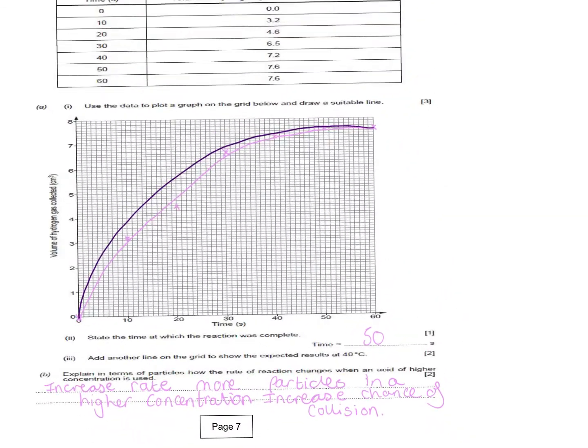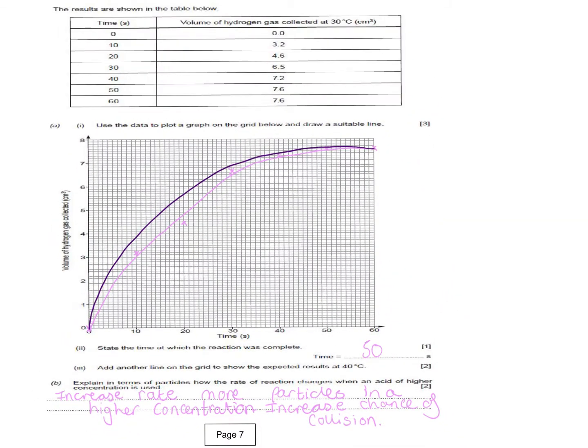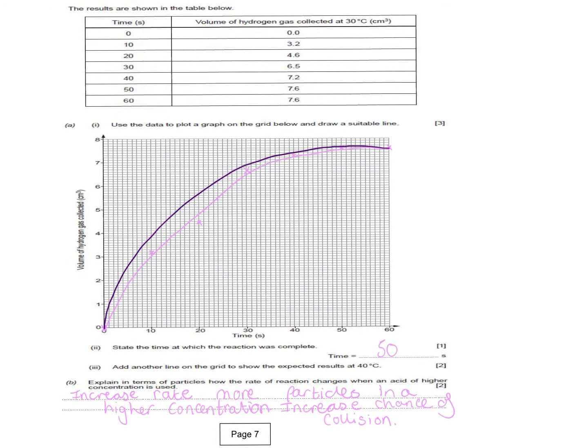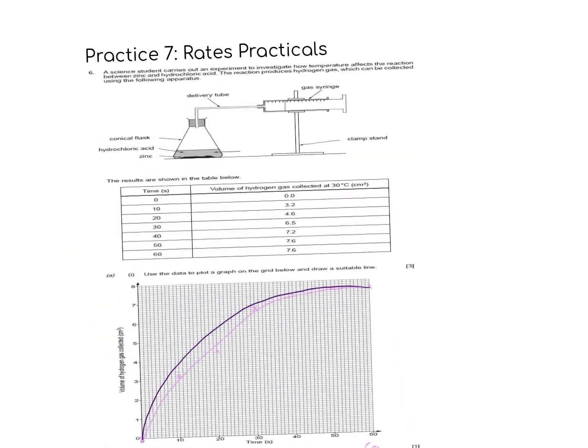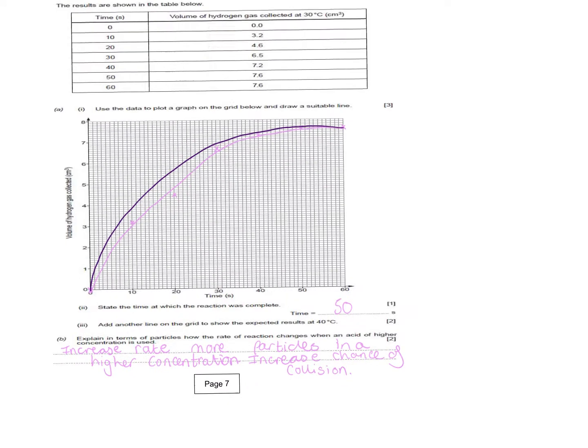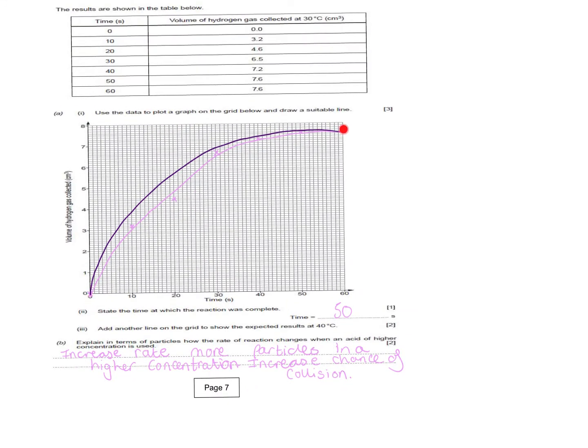Next one then, plotting a graph, okay, which is this light pink line here. 3 marks for that. I wouldn't say my curve's the best, okay, but I am doing it on the iPad, so bear with. At what time is the reaction complete? It's when it starts to level off. So on this one, it would be 50. Add another line at 40. So this was done at 30, so I added another line, which would go up to 40.